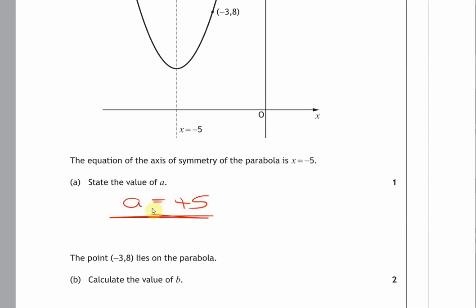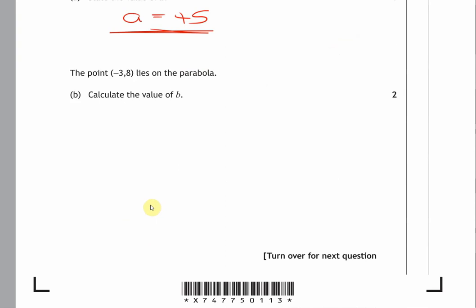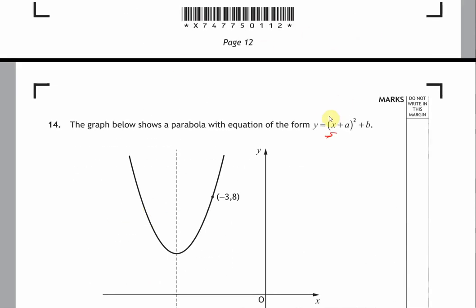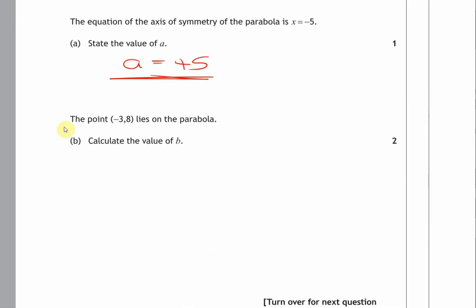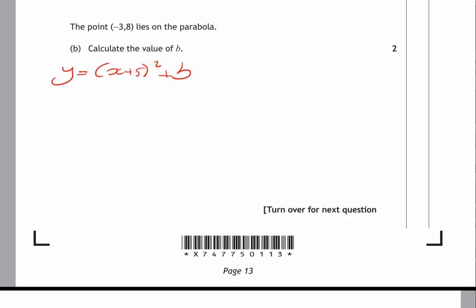Now part B is we then need to calculate the value of b. So what I'm going to do is rewrite this equation, but substitute in my value of a this time, because I know that a is 5. So we have y equals (x plus 5) squared plus b. Now as it stands, in this equation we have 3 unknowns, and we need to find b. So that means we need to know an x and a y value in order to find the value of b. So here we have our value of x and we have our value of y. So let's substitute this in and let's see what happens.